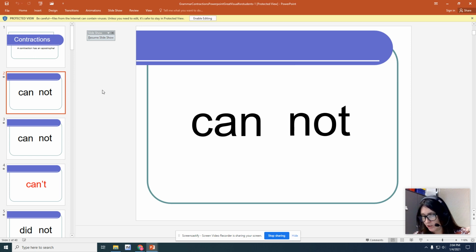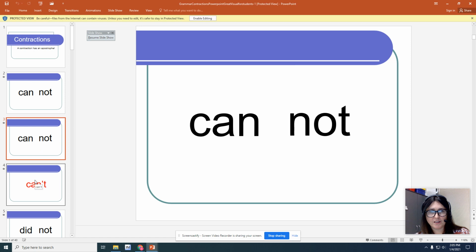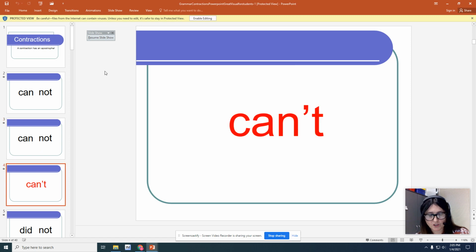To make a contraction, we take the two words, we take letters out, and we add an apostrophe. So the words cannot, the contraction is the word can't. C-A-N, an apostrophe. We've taken out the N and the O. We've got an apostrophe between can and t. We call it can't. So, I cannot go to the zoo. I can't go to the zoo.